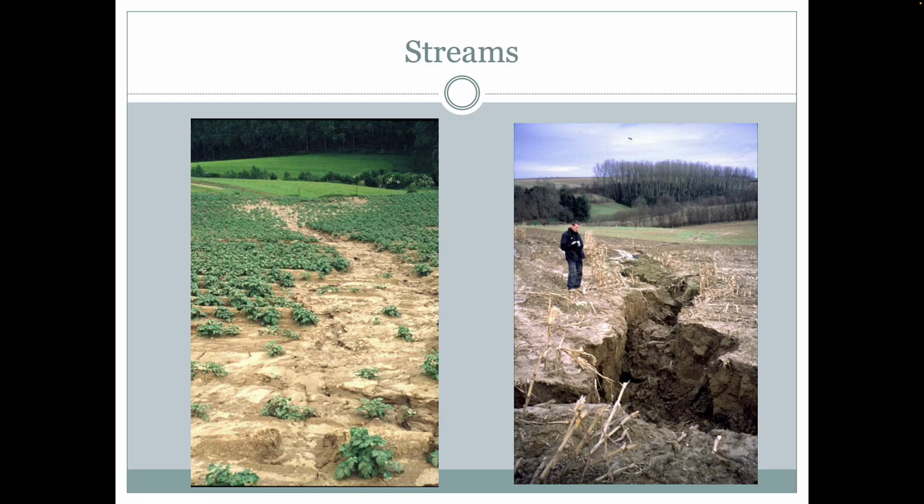And farmers are very aware of this. They like to keep their soil where it is because that's what they depend on for their livelihood. And sometimes they plant crops during the winter, even if they're not profitable, just to hold their soil in place so these gullies do not form.